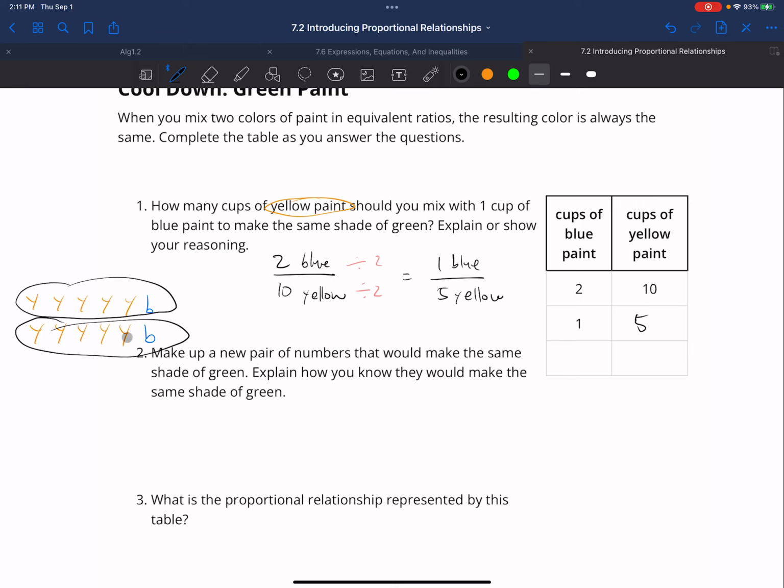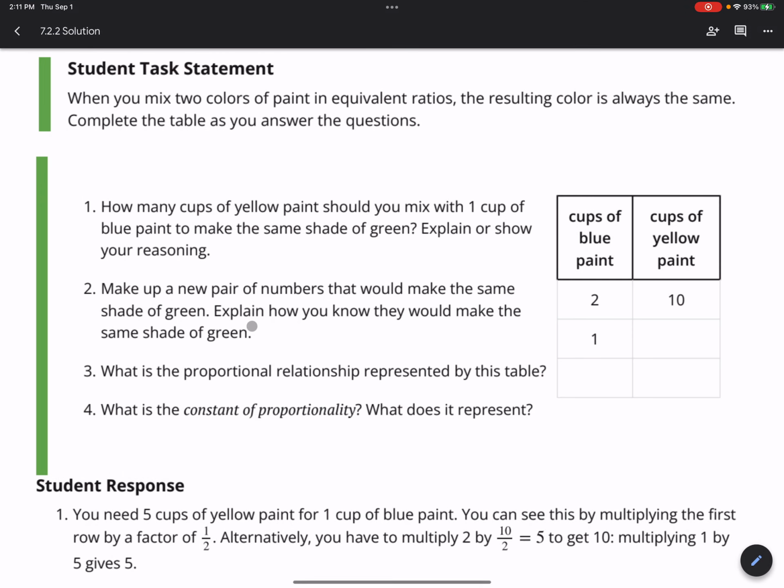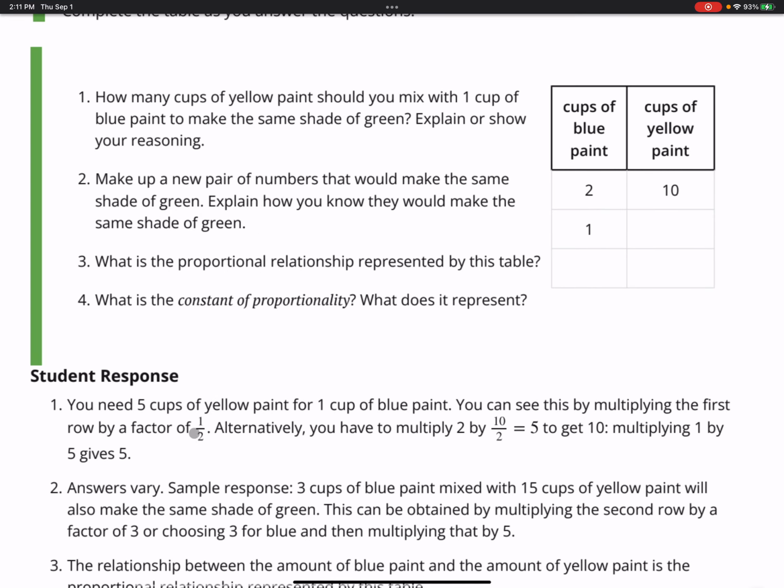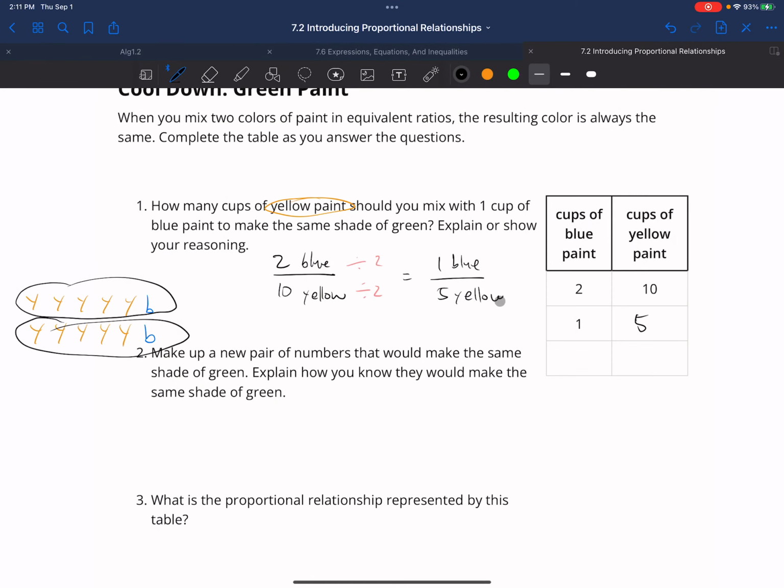Okay. The next thing is make up a new pair of numbers that will make the same. Let me just double check the answer. Yep. So either 1 over 5 or 5 over 1, that's up to you. You can even put 5 yellow and 1 blue. That would be the same answer, the same thing. So yeah, it's 5 over 1 or 1 over 5. Make sure you put yellow or blue so that you know which quantity you're talking about.